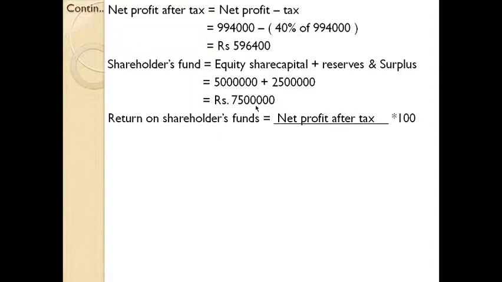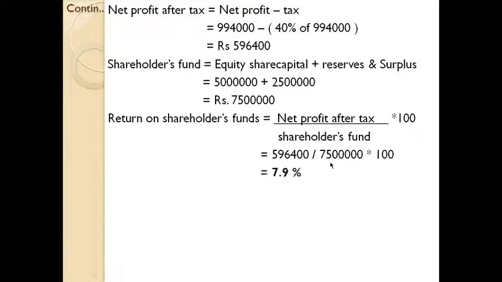And next, substitute both amounts in the equation. Return on shareholders fund is net profit after tax divided by shareholders fund into 100. Net profit after tax has already been computed, 5,96,400 divided by 75 lakhs, and you will get 7.9%.